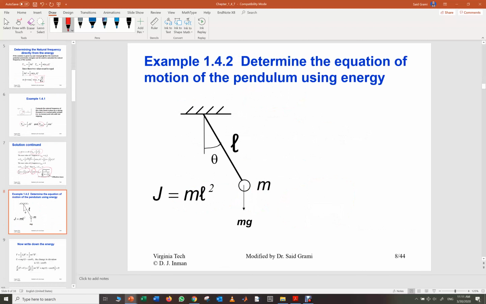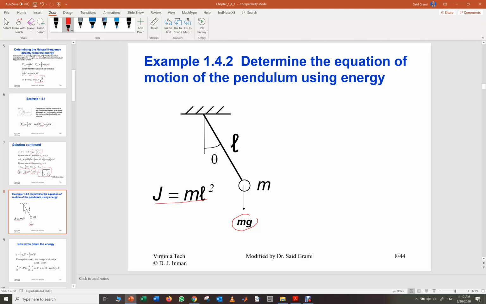Now another example: determine the equation of motion of the pendulum using energy. We have a pendulum. The length of the rod is L, and the mass is attached to the rod. The position of the rod is described using theta, which is the angle between the vertical axis and the rod. Here J, which is the moment of inertia, is m L squared. We have of course the mass, the weight of the mass mg, and we are going to find the equation of motion of the pendulum.